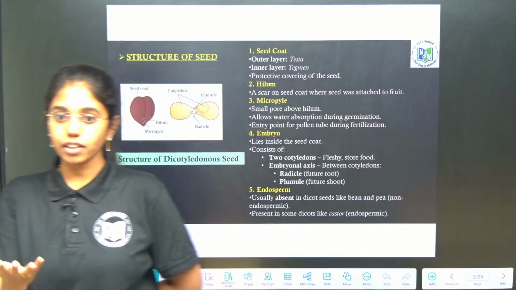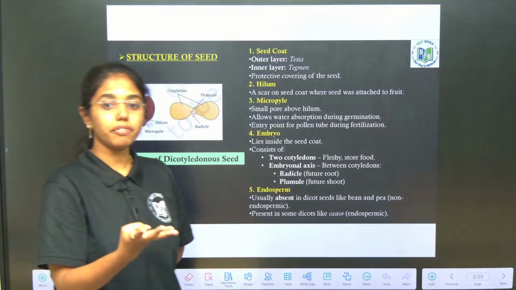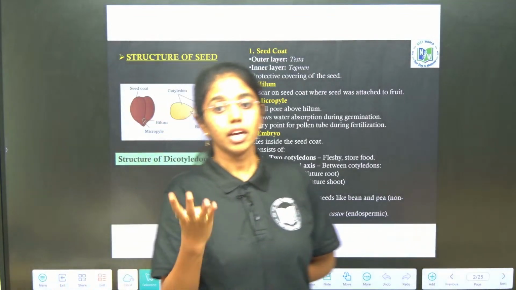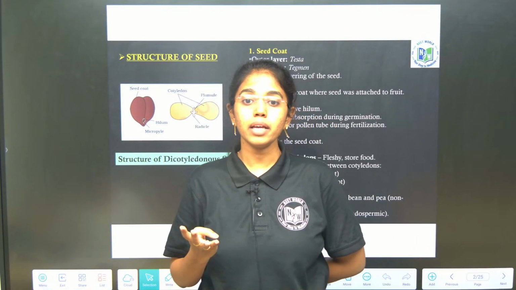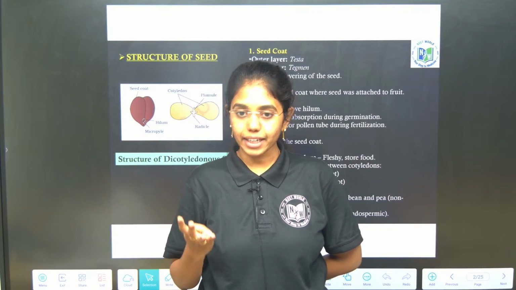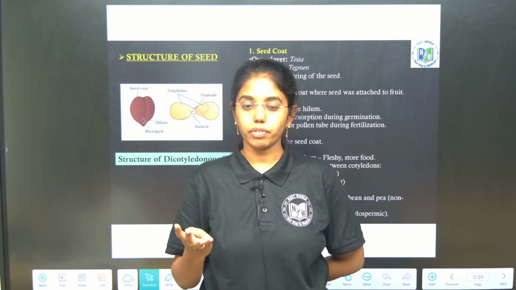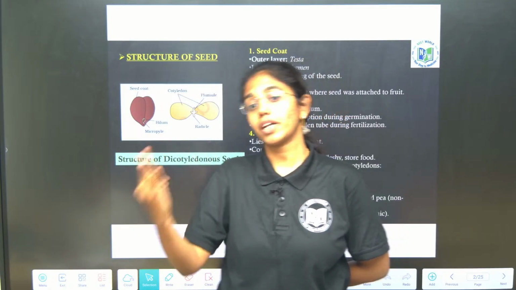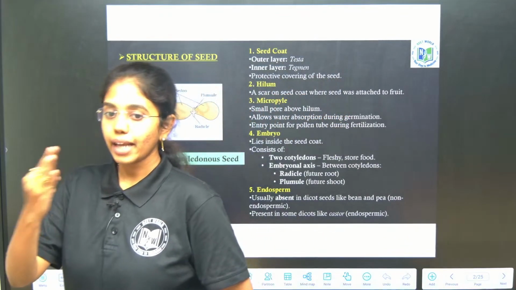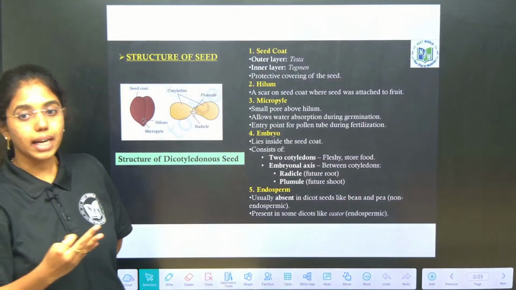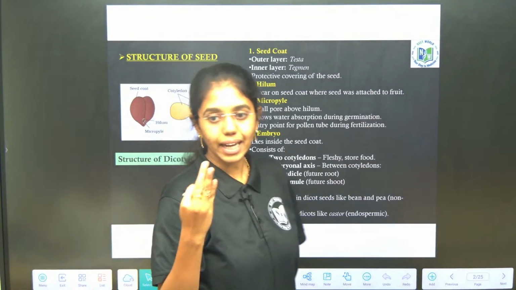Yesterday only I dealt, no? First, based on the flower symmetry, you have three types of flowers. What are they? Asymmetric, actinomorphic, zygomorphic. Based on the position of ovary with respect to other floral parts, you again have a few types of flowers. What are they? Hypogynous, perigynous and epigynous.